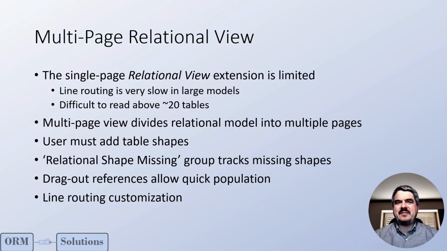The next extension is the multi-page relational view. NORMA comes with a single page relational view, but as you may have noticed, when you get above 20 or 30 shapes, it's very hard to see what's going on. So with the multi-page relational view, you have to add your own shapes, but you can have as many pages as you like to represent your model. That also helps to let you track what shapes are not on any model. And by shapes, I mean shapes for tables and for foreign key constraints.